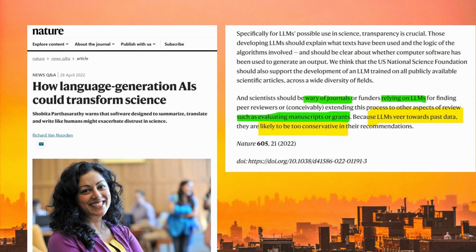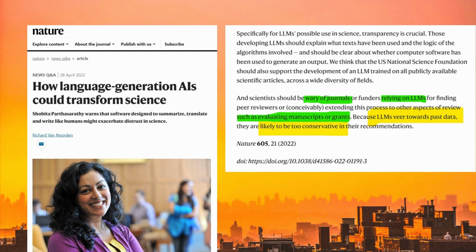There's a completely other idea or industry behind this I would like to mention. This here is an article from Nature, April 28, 2022. How language generation AIs could transform science. Because there's an ongoing discussion between universities and scientific publishers, the global publishing houses that publish scientific journals. And it is very, very expensive for universities to get a license from them for all of their students.